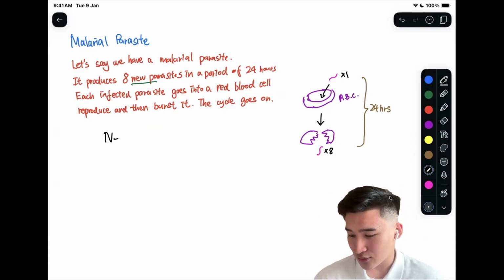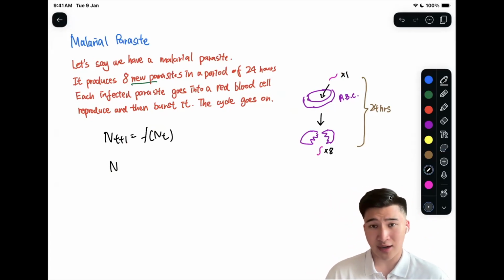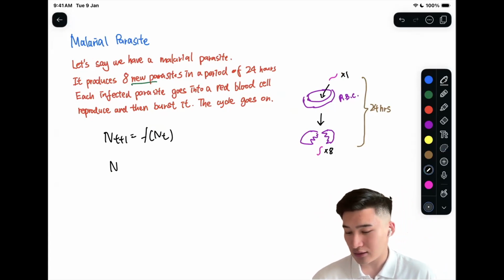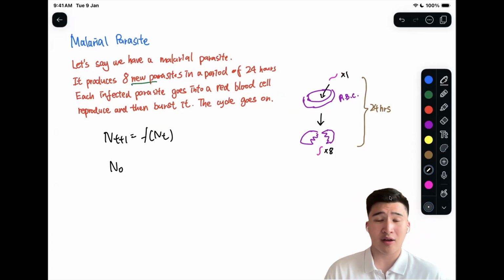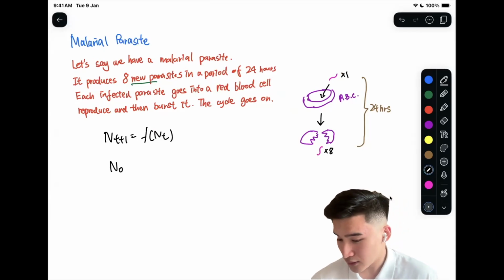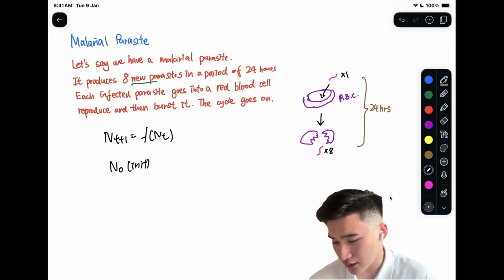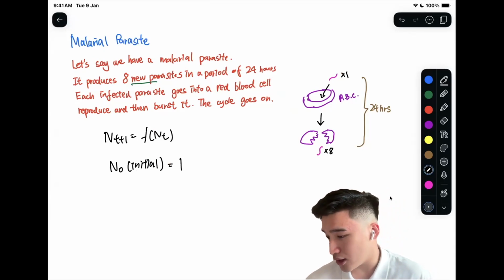We remember N(t+1) = f(N_t). But let's look at N_t itself. N_t is basically the population at time t. In science, we use something called N_0, and N_0 basically means the initial population of the entire thing. So what is the initial population here? We'll call it the initial population. As we know, it is 1, because we only have 1.